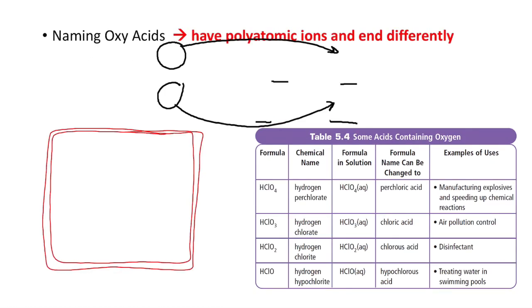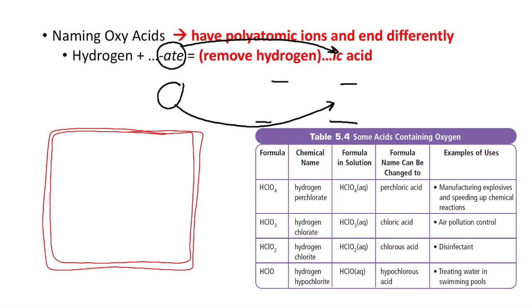Okay, naming oxy acids. They have a polyatomic ion and they end differently. So what does that look like? You've probably noticed that some of the polyatomics have different endings. For example, NO3 is nitrate, NO2 is nitrite. These endings will determine how we name our oxy acids.